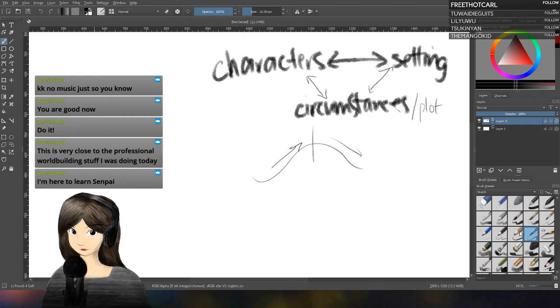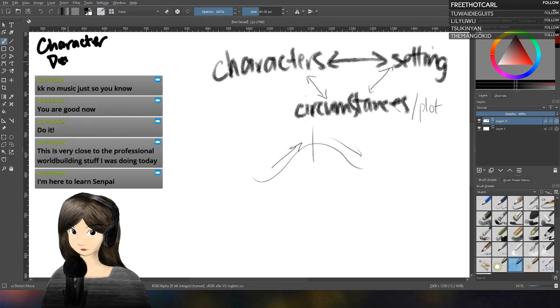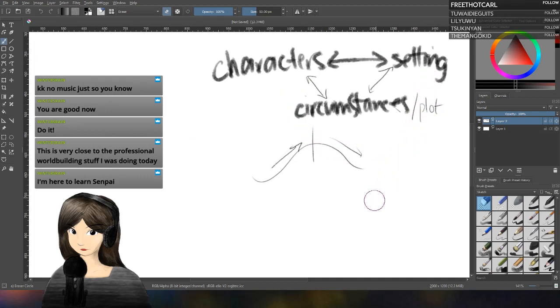This brush is good for drawing, not so much for writing. Let's try this one. Nope. Why? Character development. Whoop. What happened? Okay, why don't I just type this up? Character development. So this is how you would create a character.